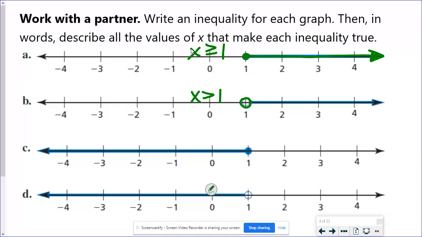For letter C, again, we're comparing the x with 1, but this time it's shading to the left. And my left arrow, as it gets smaller, that's the one that's shaded, so it's going to be a less than, and filled in, so it's also equal. And the last one, letter D, is the same as letter C, but it's not filled in. So it's just going to be that x is less than 1.